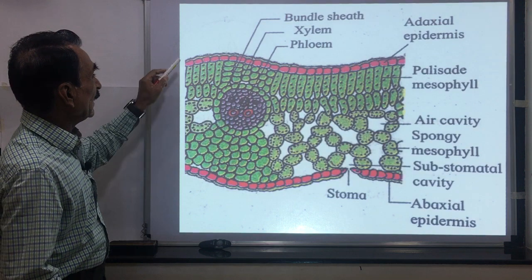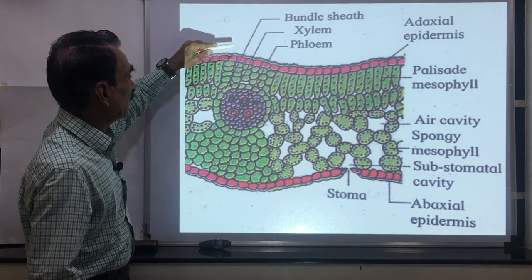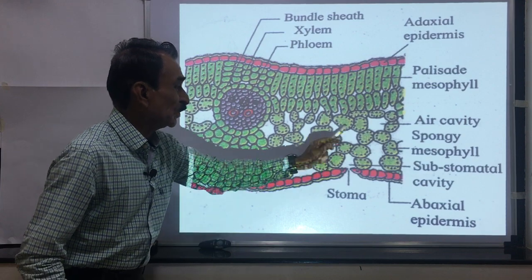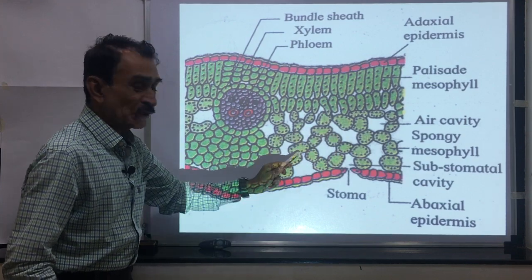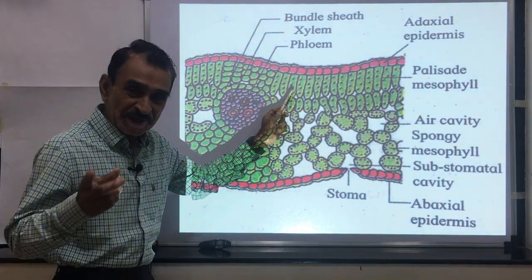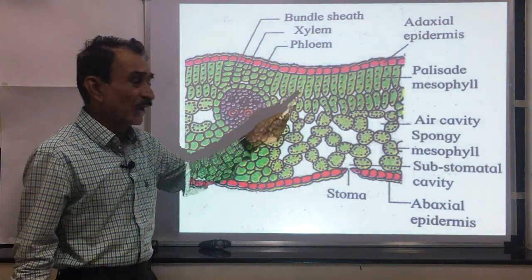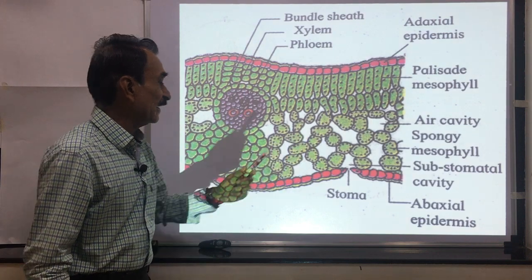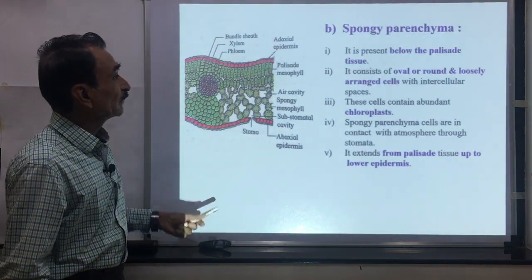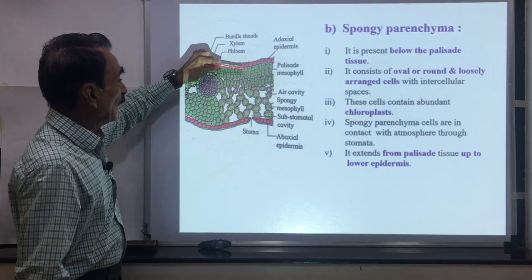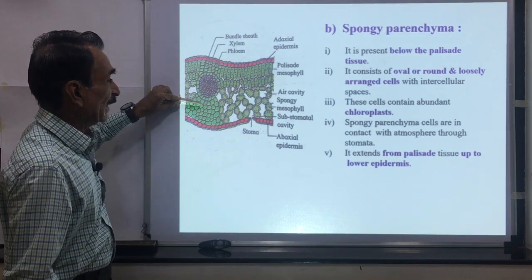Here you can see clearly the upper epidermis, waxy layer or cuticle. This is the palisade, and this is the spongy tissue. The difference between the palisade and spongy tissue is that palisade tissue cells are vertically elongated, and spongy cells are generally spherical. This is called spongy parenchyma. Below the palisade tissue, spongy parenchyma is present.